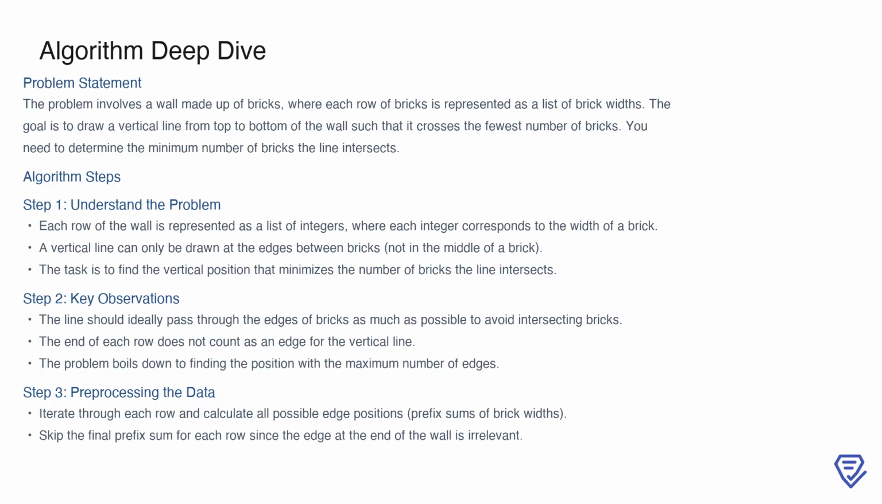To prepare, we can pre-process the data by calculating all possible edge positions, which are derived from the prefix sums of brick widths in each row. Importantly, we skip the final prefix sum for each row because the edge at the very end of the wall doesn't contribute to our solution. This pre-processing sets the stage for solving the problem effectively.